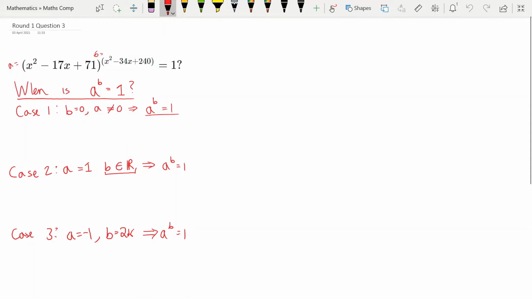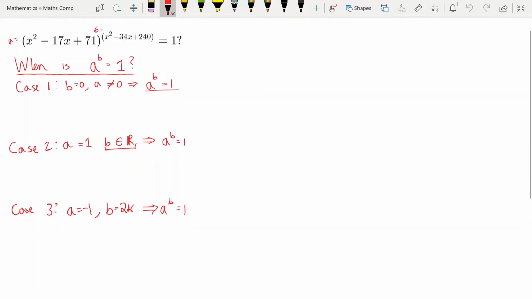So there's 3 cases of where one number to the power of another number equals 1. If we let the base of this expression equal a and the exponent equal b, then we can try to find the cases when a to the b equals 1. Well, the first case is when b is 0 and a is not 0, then for all values of a and b, a to the b will be 1.